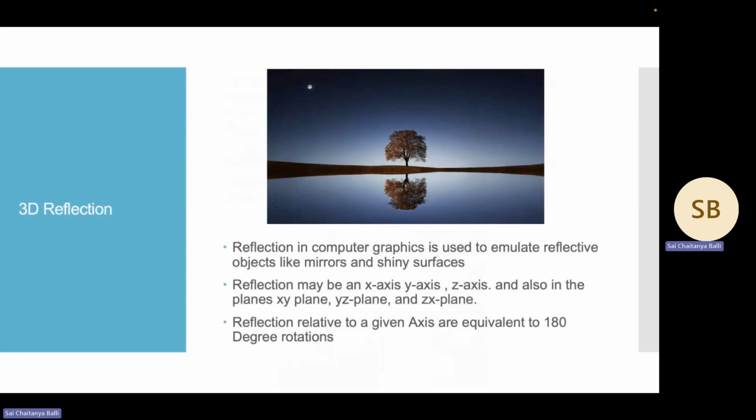Now coming to 3D reflection. 3D reflection in computer graphics is used to reflect objects like mirrors and shiny surfaces. Reflections may be about the x-axis, y-axis, z-axis, and also about the xy plane, yz plane, and even the zx plane. The reflection relative to a given axis is equivalent to a 180-degree rotation.